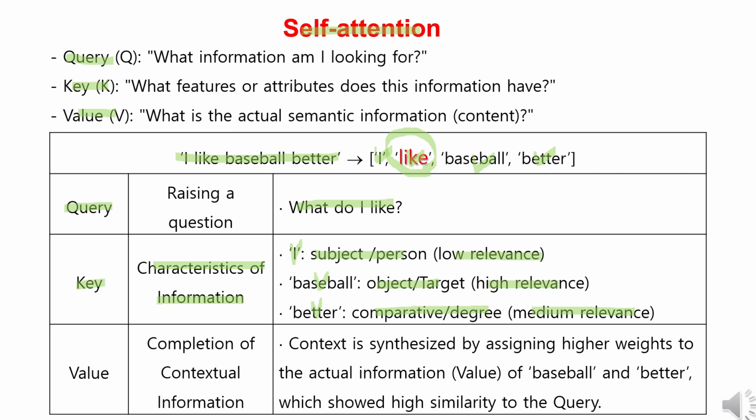Finally, we have the value. And here's an important point. The model doesn't just pick one word. Every word has a value, its own meaning, and these values are combined, but with different weights. So, like will take in a lot of information from baseball, some from better, and just a little from I. As a result, instead of just meaning like, it becomes more specific. Something like baseball better. In other words, words look at each other and refine their meanings. And that's exactly what self-attention in transformers does.